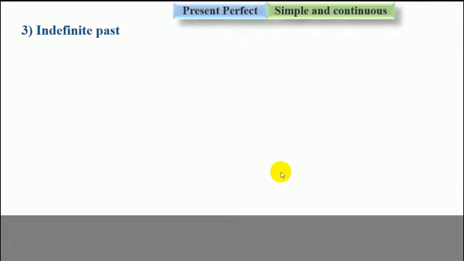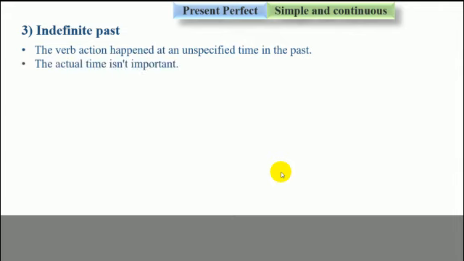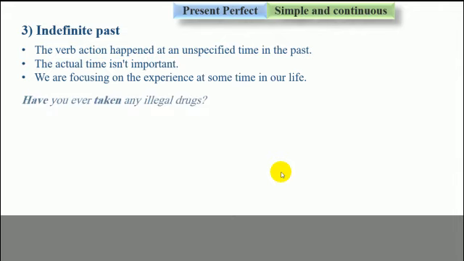The third use is when I refer to indefinite past. The verb action happened at an unspecified time in the past. The actual time isn't important. We are focusing on the experience at some time in our life. So these three aspects are very important when I use the present perfect to refer to indefinite past.